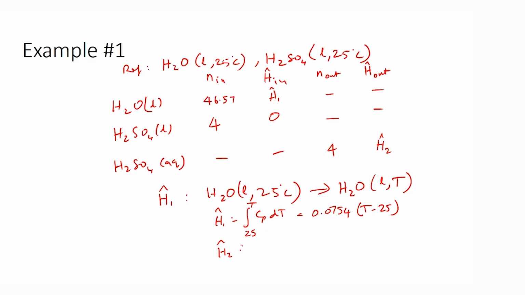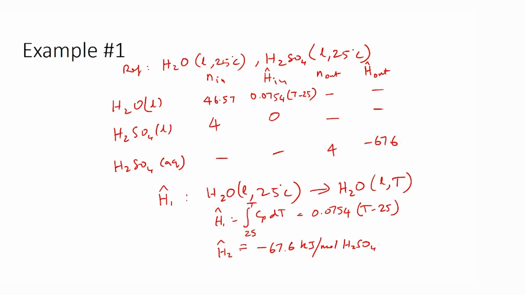So, this means the standard heat of solution, or the heat of mixing which is given in the problem, can directly be used. So, you can use that value, which is H2 cap equal to the delta Hs cap which has been given, that is minus 67.6 kilojoules per mole of H2SO4. So, substituting these values here, we would have H1 cap as 0.0754 times T minus 25, and H2 cap would be minus 67.6.